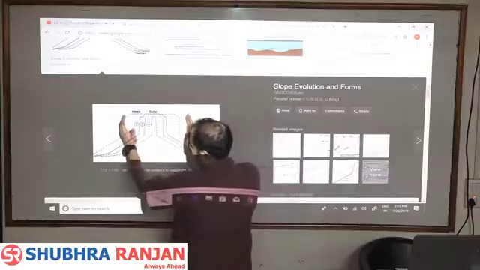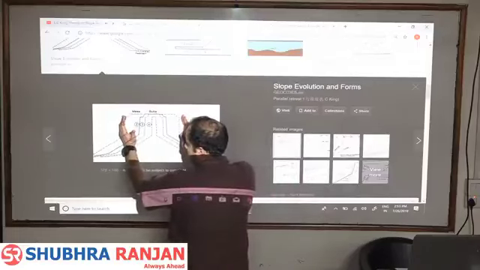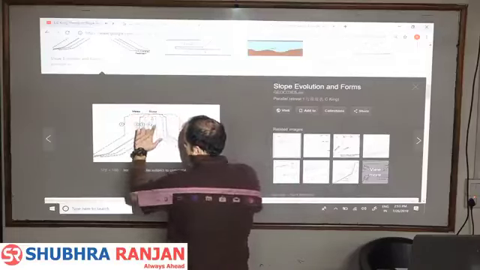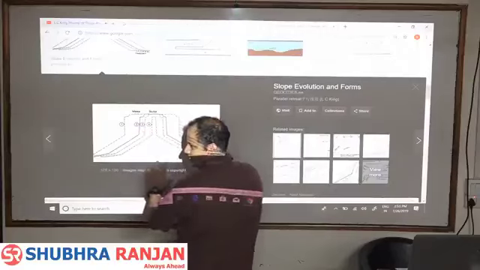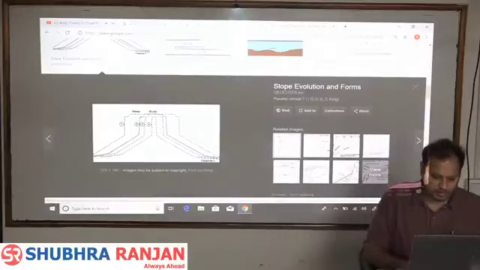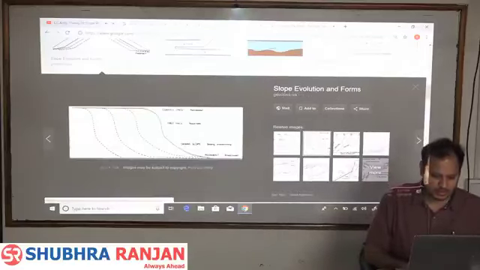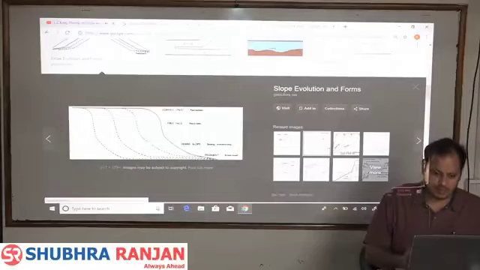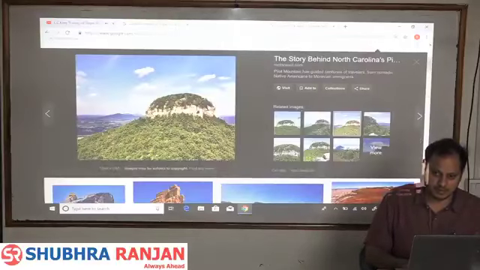This is a parallel retreat. Original slope, so reducing. This is an example of a parallel retreat. Or this is an example of a parallel retreat. Convexity is maintained till the end, and therefore we can see in the Inselberg that convexity is maintained till the end. Fine.